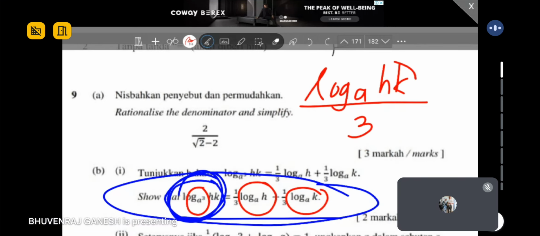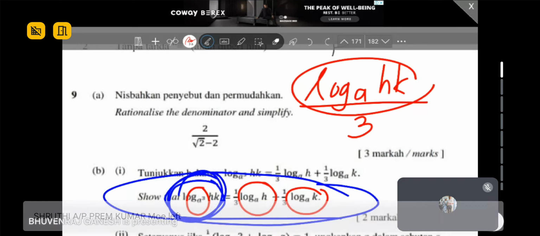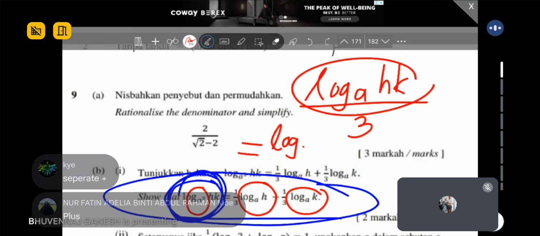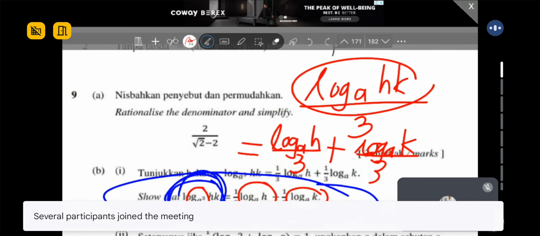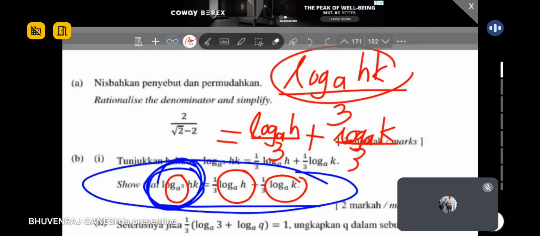So now guys, this one, if 2 number times, what happened to the log? May I know? 2 nombor darab. So darab jadi apa? Simbol apa? Yes. Okay, tambah. So you just separate lah. Log AH over 3 plus log AK over 3. Settle. We already proven. Can you see guys? Kita dah dapat jawapan. Senang tak?